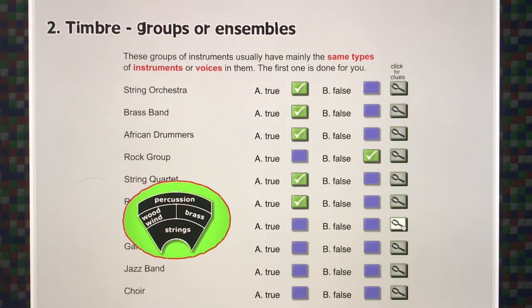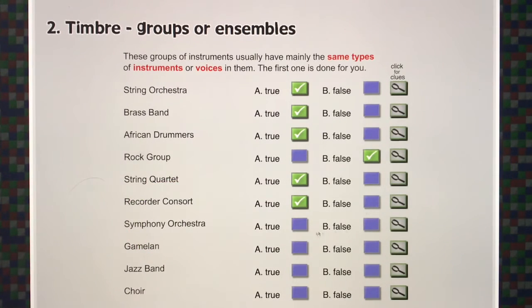And there's the clue. Too many instruments to have individual pictures. Percussion at the back, woodwind and brass in front of them, and then the whole string section at the front. So I think they don't have mainly the same types of instruments, so that's going to be false.